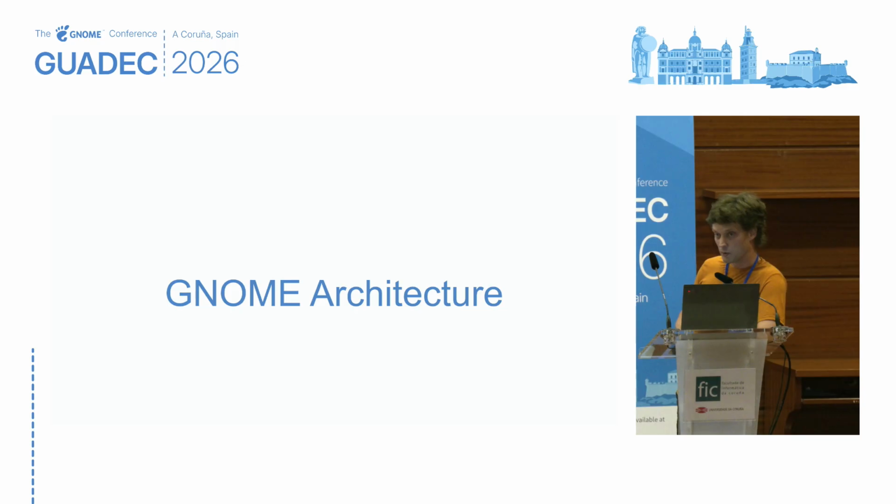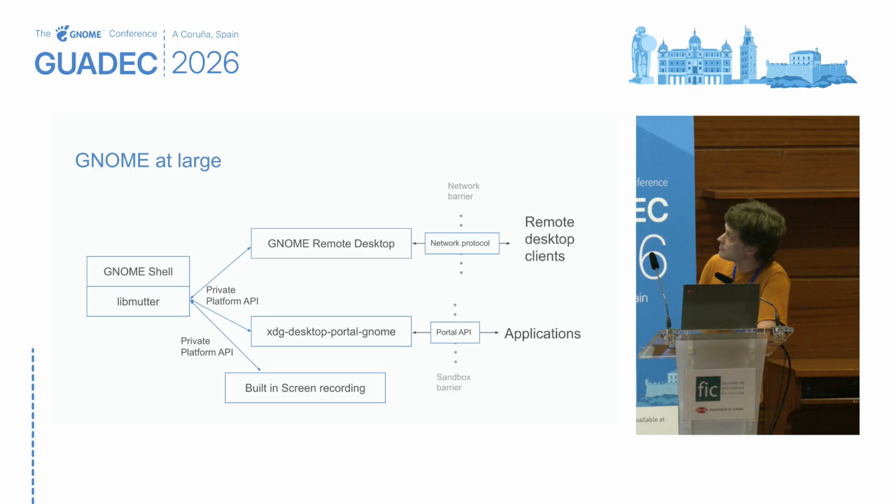And now I'm going to go a bit about how it looks now in the GNOME world. So we have the display server on the left, where libmutter sits below GNOME Shell. It exposes this platform API that I mentioned. It's used by the screen recording, the portal, which I'm not going to go into details about now, and the remote desktop server.